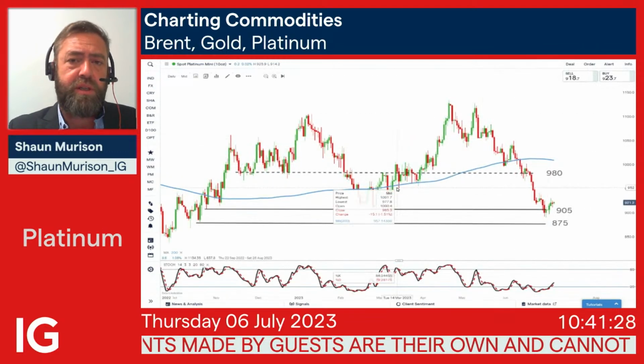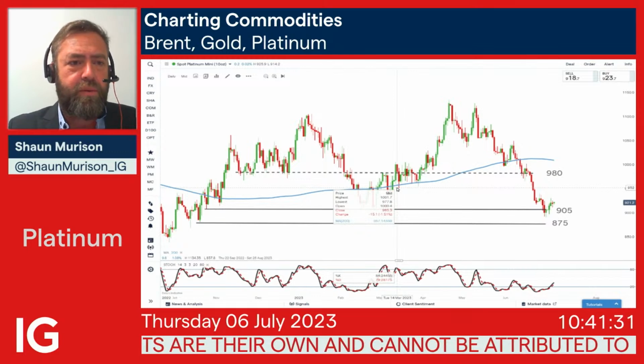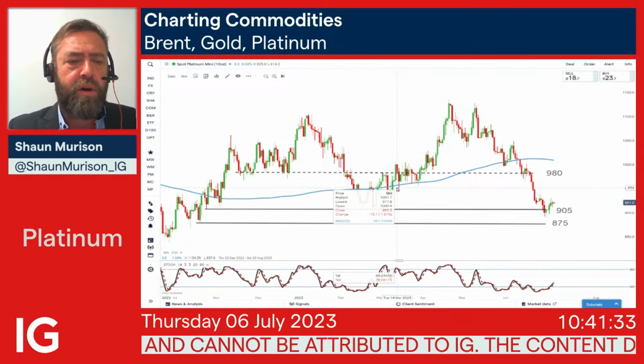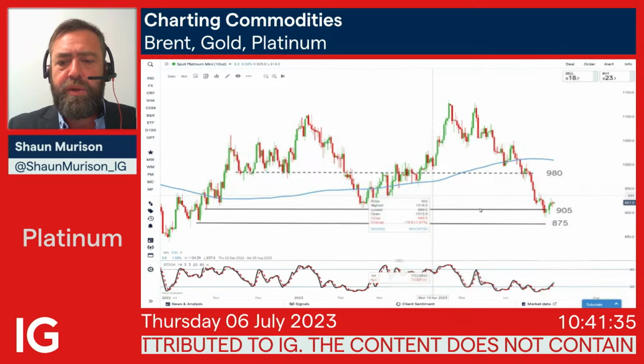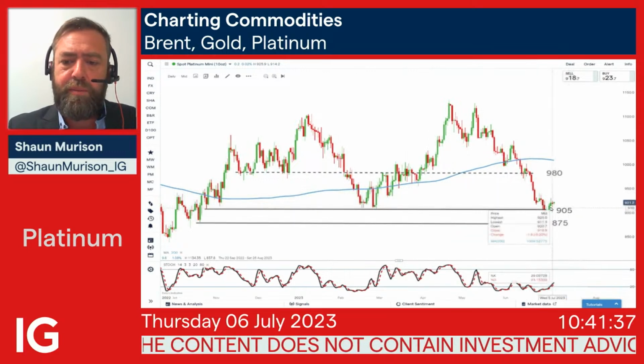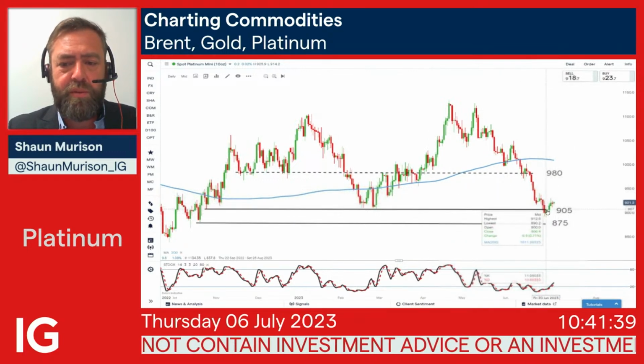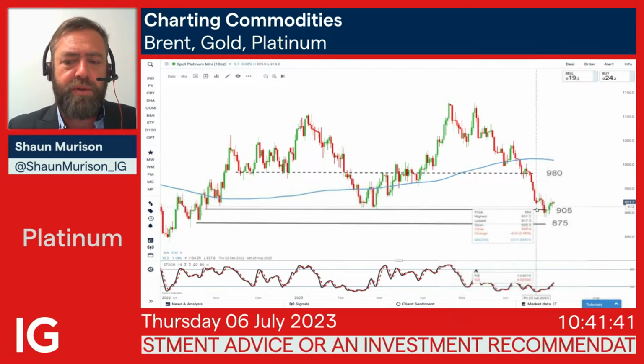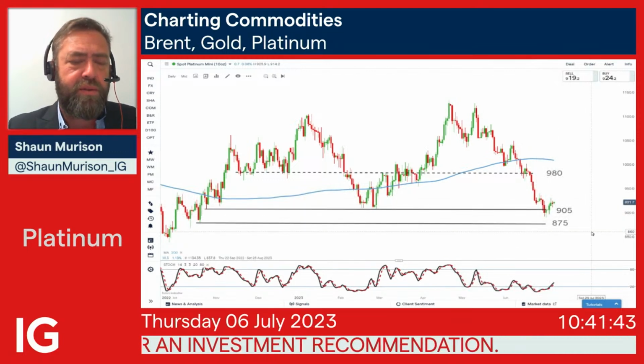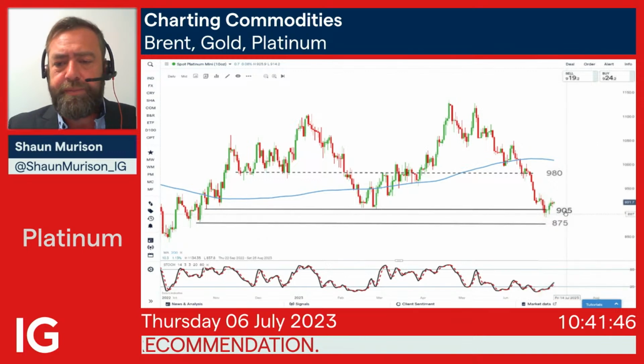Platinum, longer-term trend is sideways. So again, we're looking at long or short positions depending on where we are within that broader range. At this point in time, what we do have is a bullish reversal. We've just broken the support level, but we've rebounded back up, and we do have a reversal of around about that $905 to $900 per ounce mark.